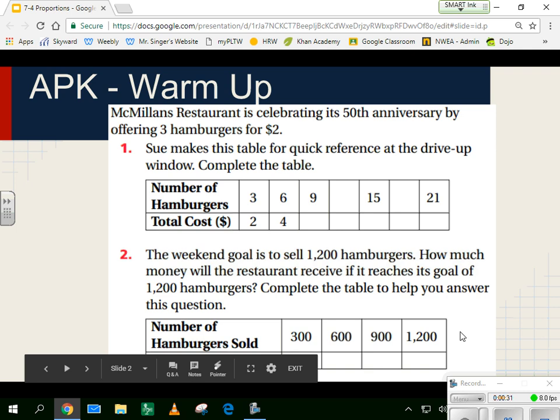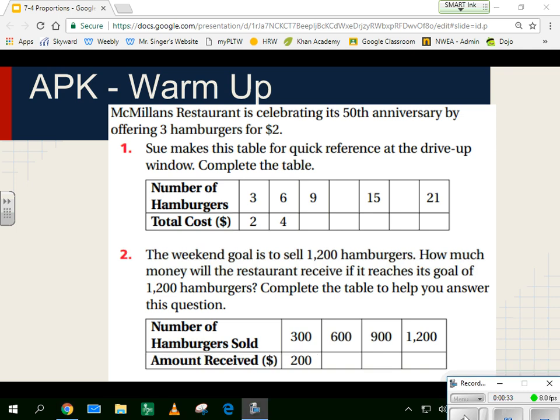Okay, so here is your warm-up. It says McMillan's restaurant is celebrating its 50th anniversary by offering hamburgers, 3 hamburgers for $2. So Sue makes this quick table for a reference at the drive-up window. You need to complete the table. And then for question 2, the weekend goal is to sell 1,200 hamburgers. How much money will the restaurant receive if they reach that goal? So go ahead and complete the other table as well. Come back when you're done.